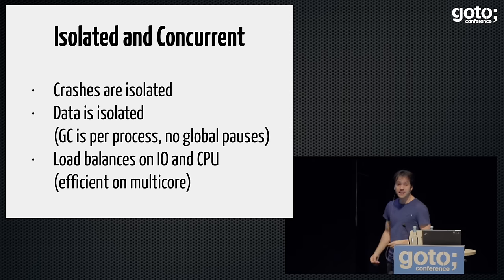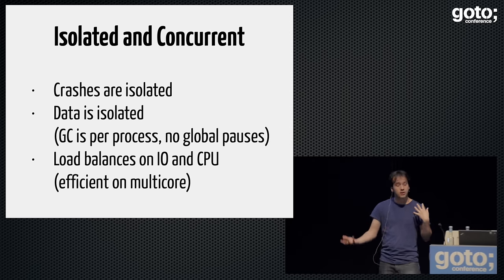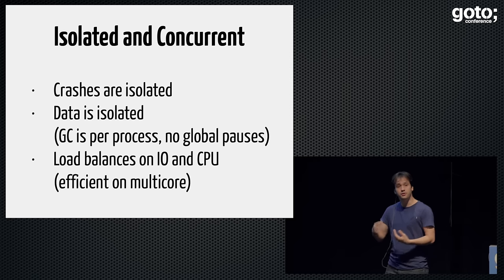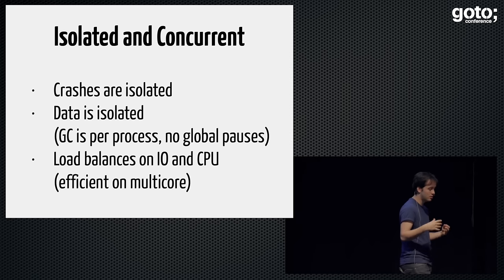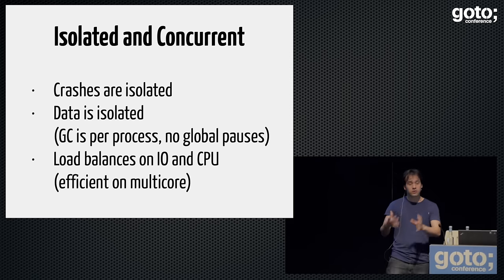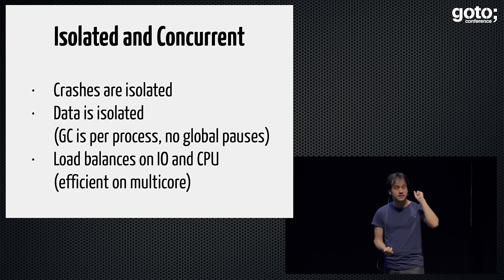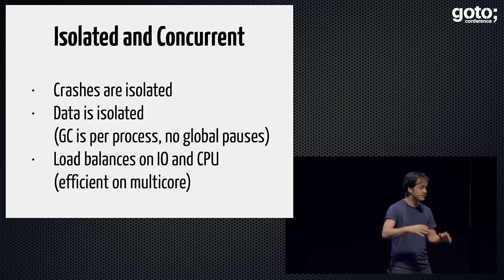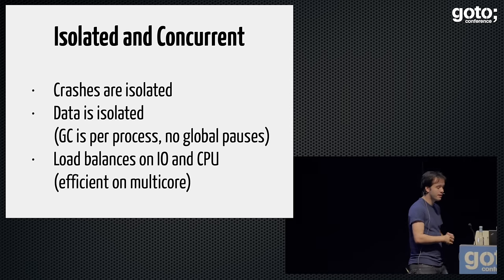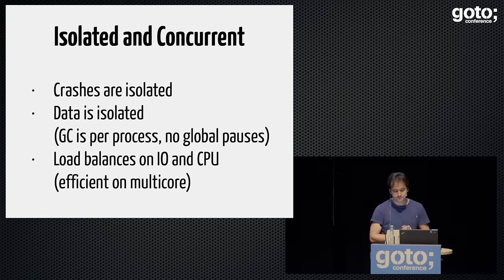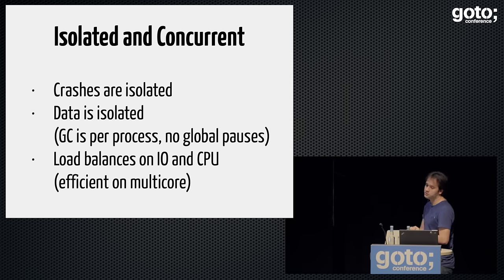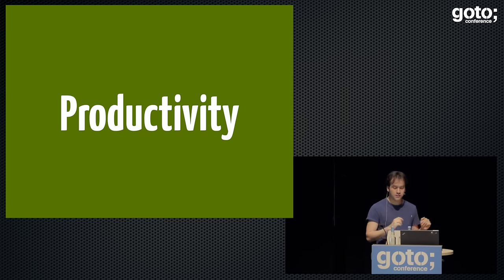And they're also concurrent, which means they're going to load balance on both I/O and CPU. You don't need to write callbacks or anything of that sort. If one request needs to talk to another API, you just talk to an API. You can send an external request to a service, and it's not going to block anything else. Okay, you don't need to worry about it. Cool. That was performance. So now let's talk about productivity.